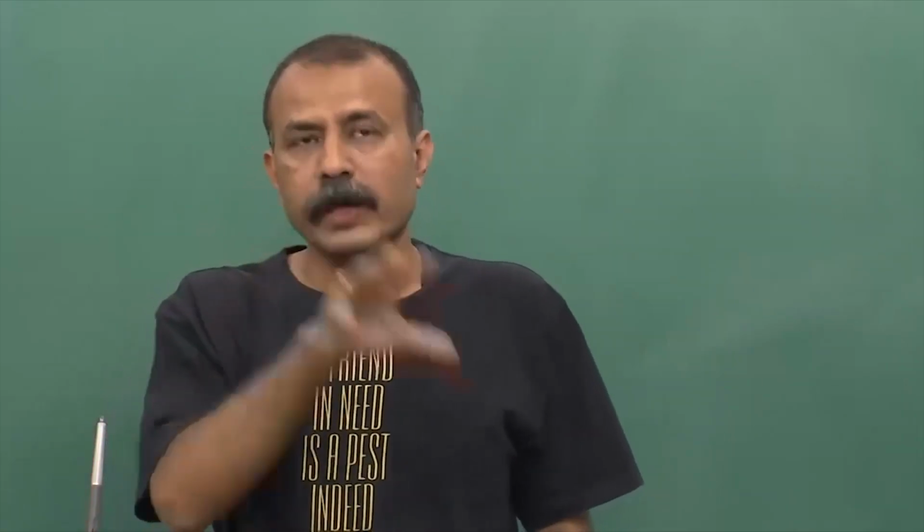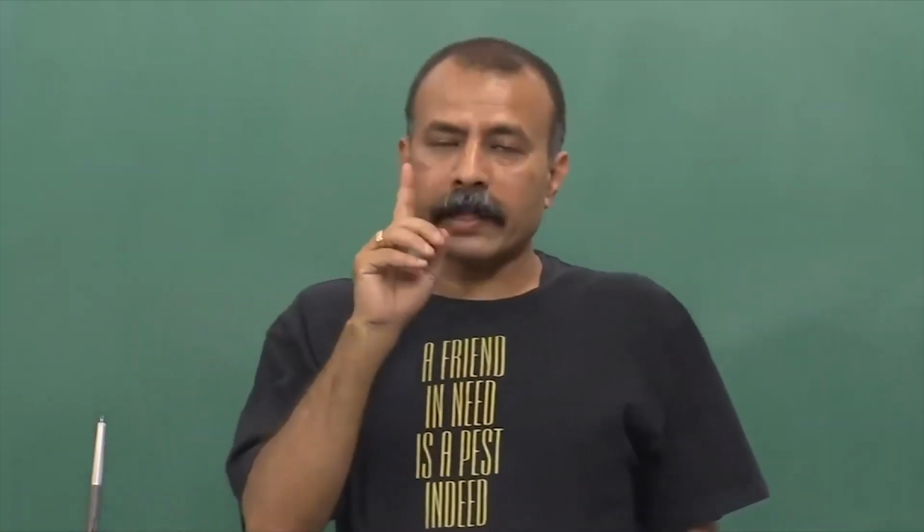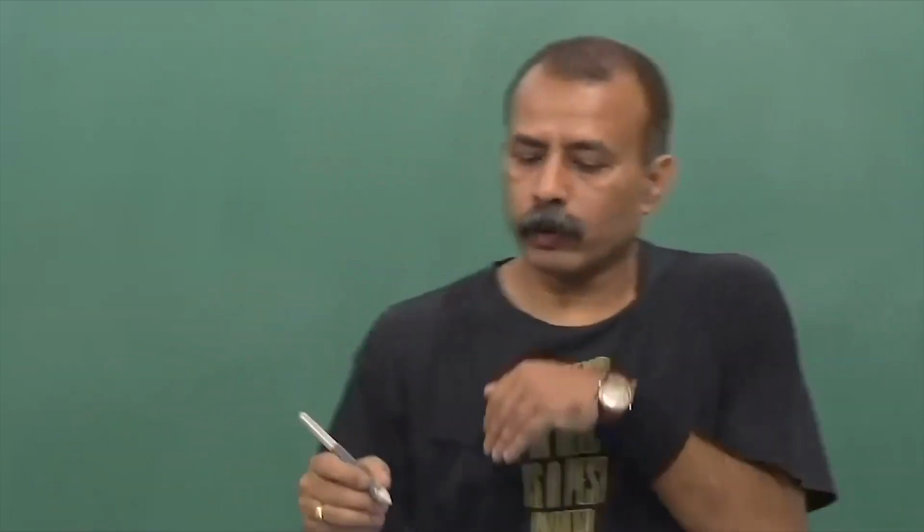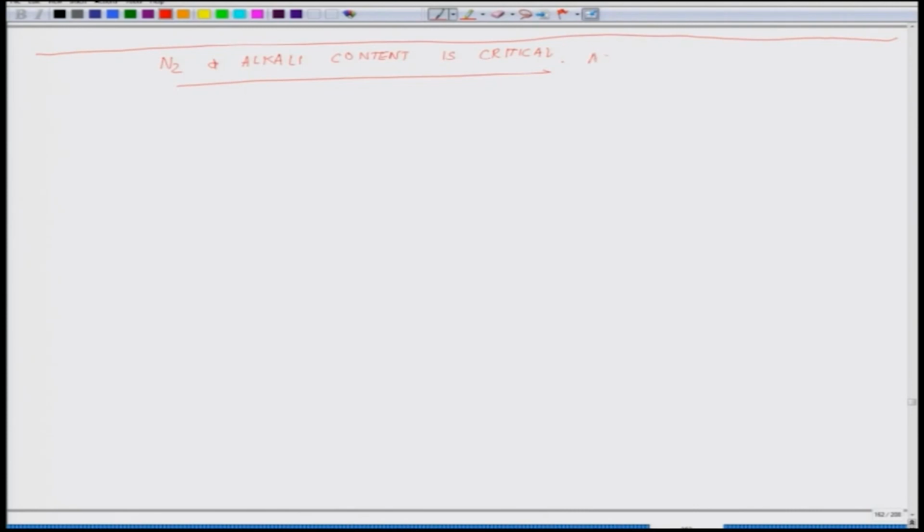As I have told you in the previous class also, nitrogen can become a big impediment in the gasification process, and the alkali content, they are very critical. And what one has to do is that, since these are very critical, as they are partially carried over into the gas stream. So, essentially what is happening, your gas stream which is coming out is now contaminated with nitrogen and alkali.